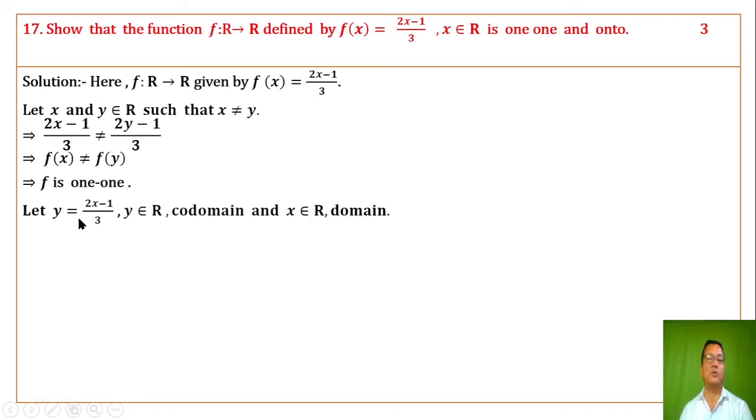Onto: let y equal to (2x minus 1) by 3. Y belongs to our codomain. Here R is codomain and x belongs to R. Here R is domain. Solving for x, we get this, which is always a real number for any real value of y. This implies f is onto. Hence f is one-one and onto.